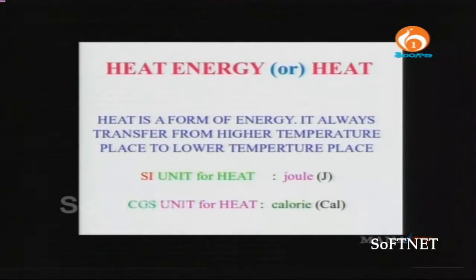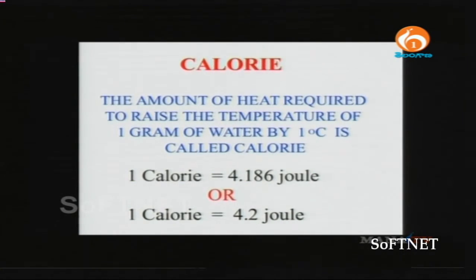Heat energy or heat. Heat is a form of energy. It always transfers from a higher temperature place to a lower temperature place. The SI unit of heat is joule, CGS unit is calorie. Calorie is the amount of heat required to raise the temperature of 1 gram of water by 1 degree centigrade. Calorie is equal to 4.186 joule or 4.2 joule.